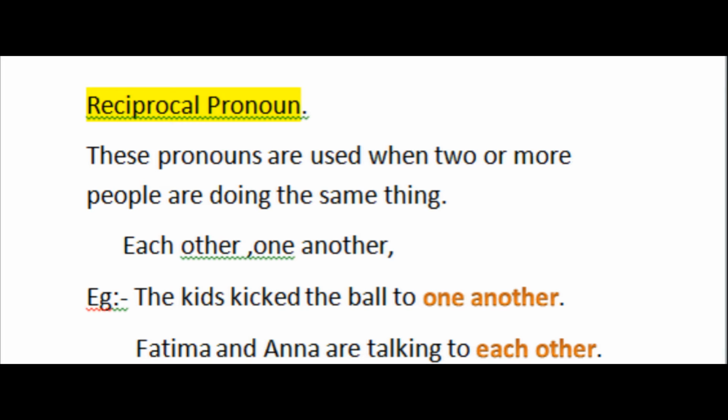Reciprocal pronoun. Reciprocal pronouns are used when two or more people are doing the same thing. This includes each other, one another. For example, the kids kicked the ball to one another. Here, one another is a reciprocal pronoun. In the second example, Fatima and Anna are talking to each other. Here, each other is a reciprocal pronoun.